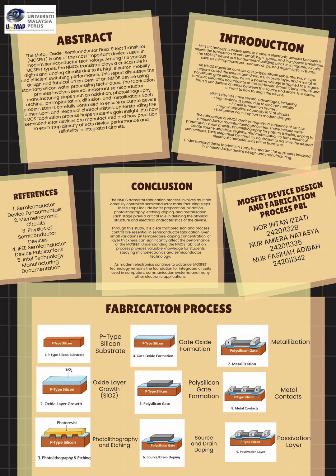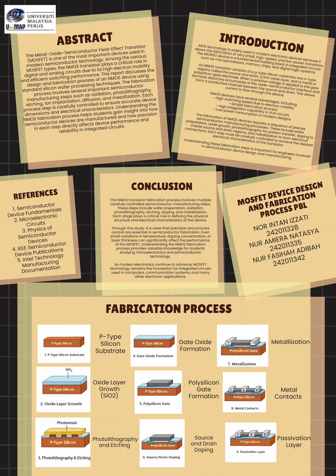an insulating layer. Next is photolithography and etching, where patterns are created on the wafer surface using photoresist and light exposure. After that, the gate oxide formation is developed to create a thin oxide layer that isolates the gate terminal from the substrate. Then, polysilicon gate formation is performed to build the gate electrode.